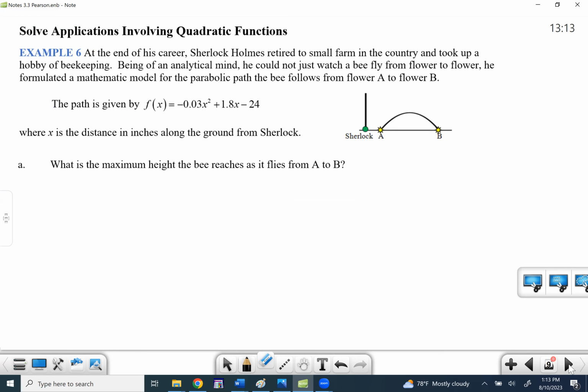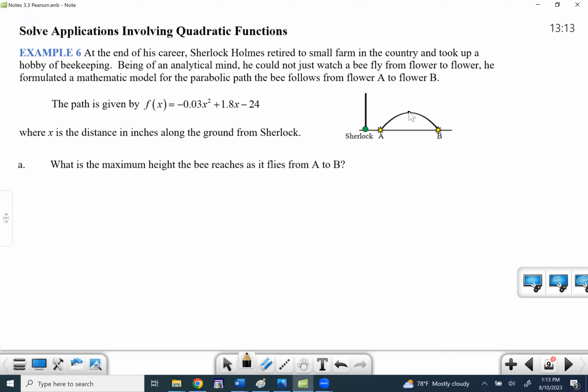Example 6. Now we have 2 application problems and we're done. At the end of his career, Sherlock Holmes retired to a small farm in the country and took up a hobby of beekeeping. Being of an analytical mind, he could not just watch a bee fly from flower to flower. He formulated a mathematical model for the parabolic path the bee follows from flower A to flower B. The path is given by that formula, where x is the distance in inches along the ground from Sherlock. What is the maximum height the bee reaches as it flies from A to B?